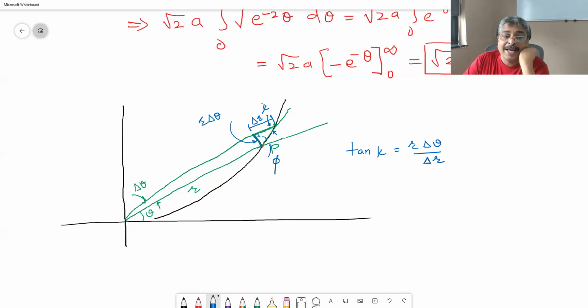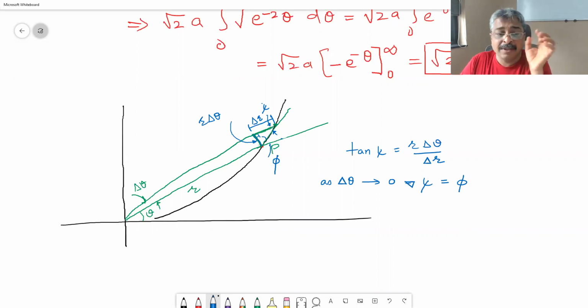As delta theta tends to 0, psi equals phi, because as the angle between these two rays goes to 0, they become parallel rays, and therefore psi and phi become alternate angles, and therefore they are equal.